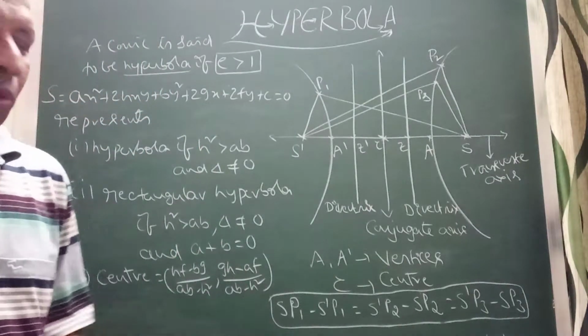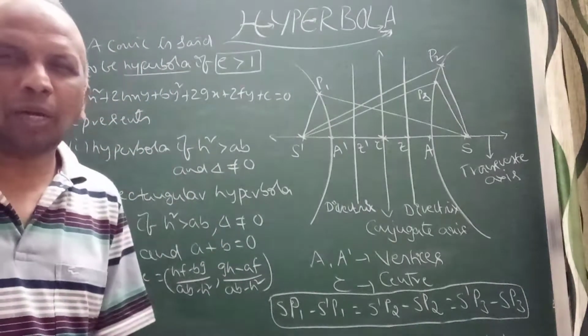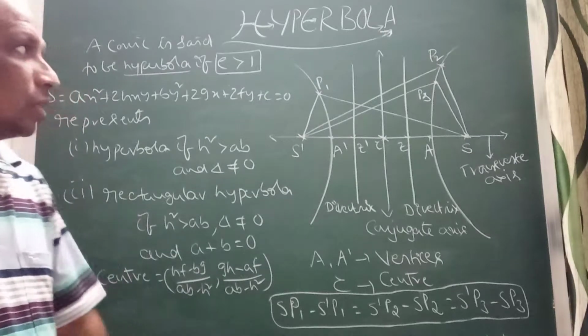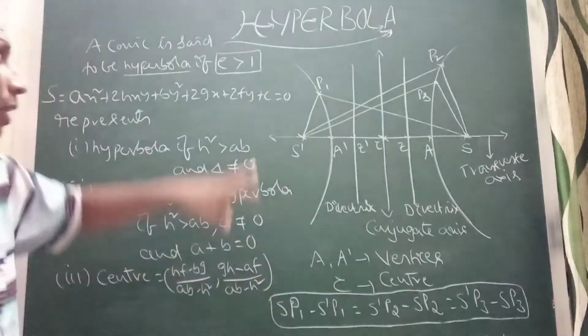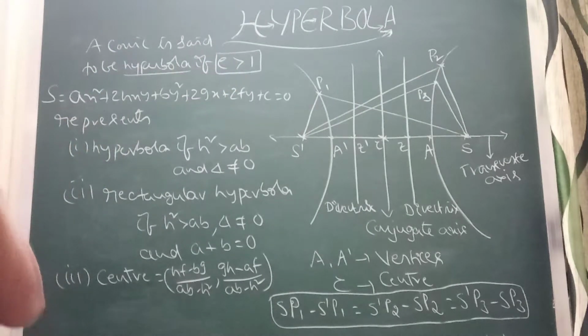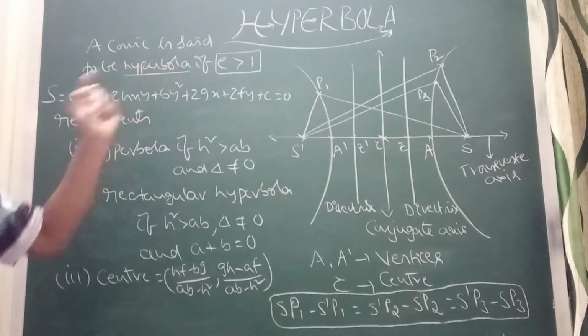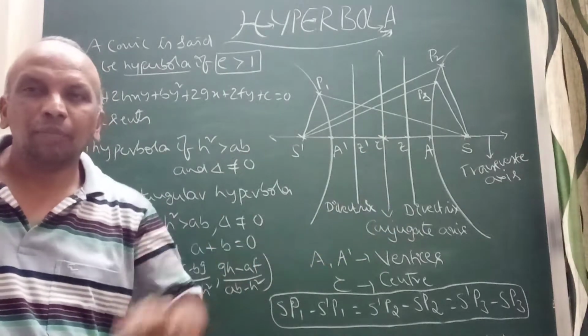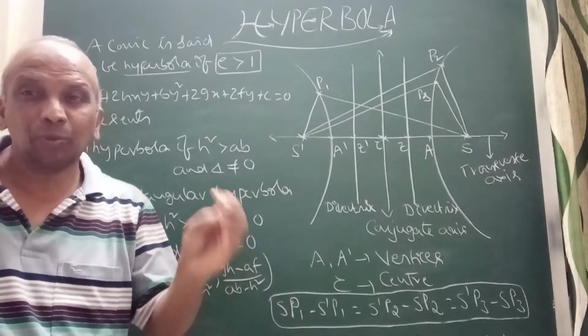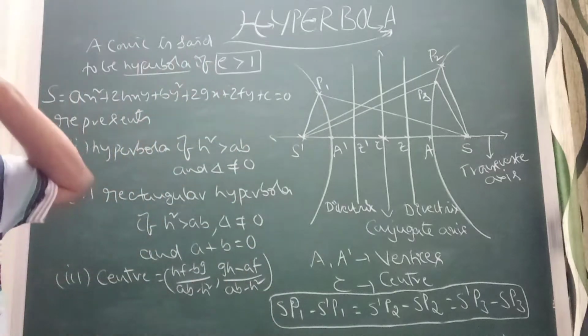Now, after that you can follow this hyperbola. It will be easy to learn. This is the hyperbola concept. Generally, for any conic, a conic is said to be a hyperbola if the eccentricity is greater than 1. Equal to 1 means parabola. Less than 1 is ellipse, which we discussed. Greater than 1 is hyperbola.